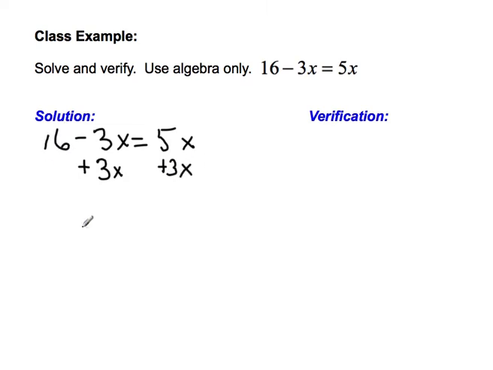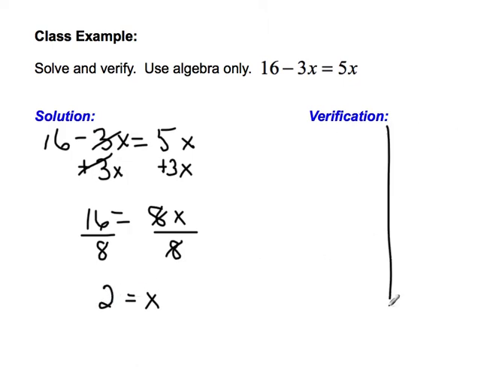So now I have my 16 unit tiles on one side. I've zeroed those ones out, and I have 8 yellow tiles. 5 plus 3 is 8, and then this now becomes a step 1 equation where I divide both sides by 8 to get x is equal to 2.